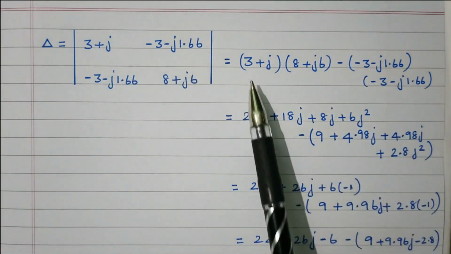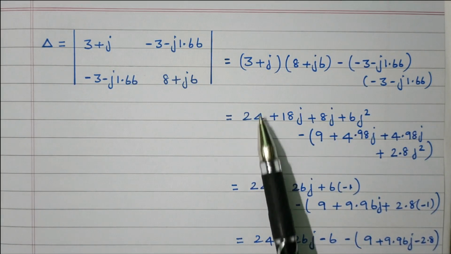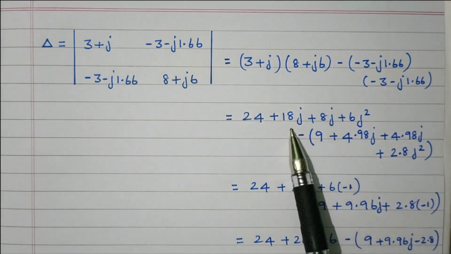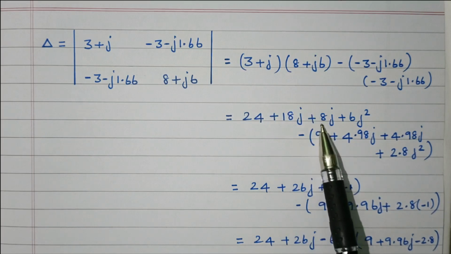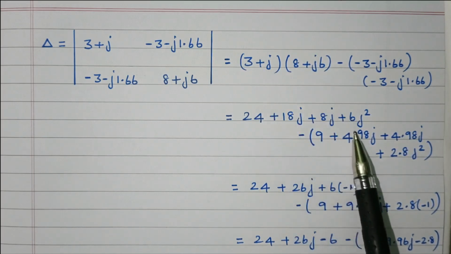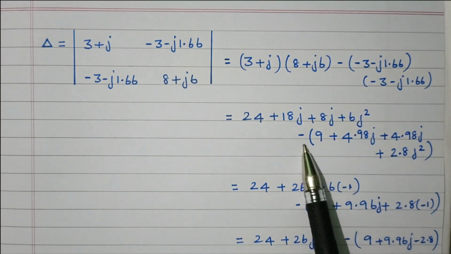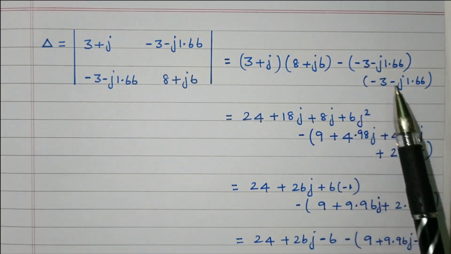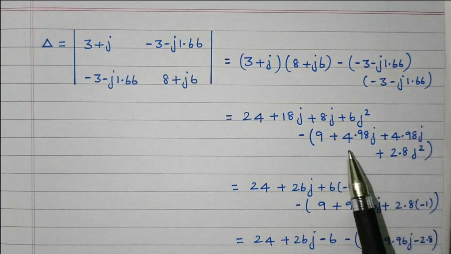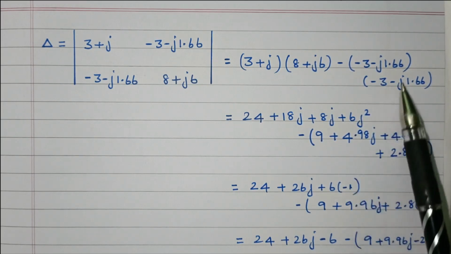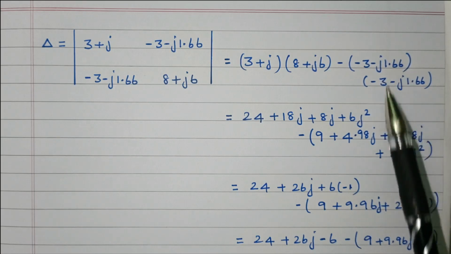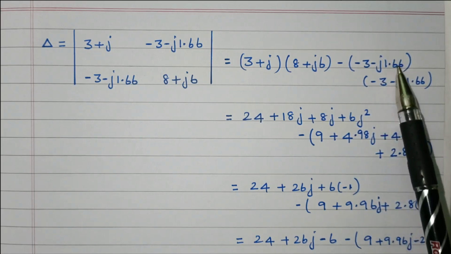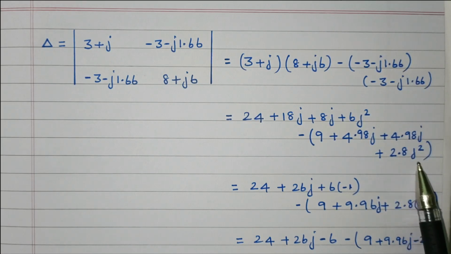Now we'll go for the simplification. 3 into 8, 24. 3 into j6, 18j. j into 8 is 8j. j into j6 is j square, 6j square. Minus, right? There is a minus there. So minus is available outside. Now we'll multiply this. Minus 3 into minus 3 is 9. Minus 3 into minus j1.6 is 4.98j. Similarly, we have to multiply these two, then plus 4.98j. Then these two, 2.8j square.